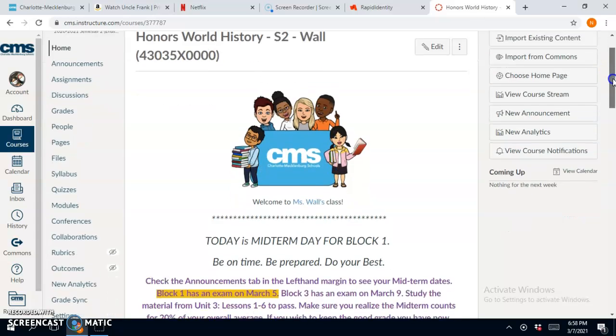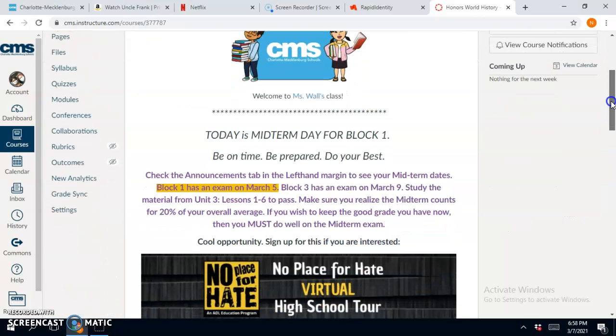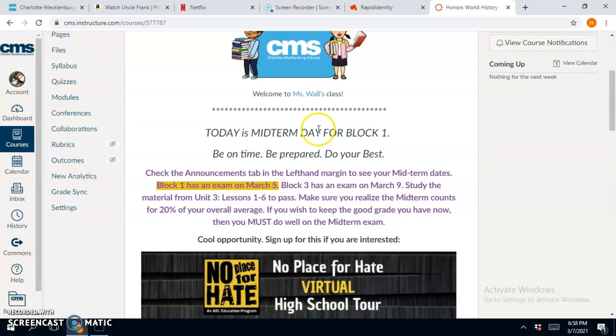Tomorrow, you're going to see information on this page that says today's midterm day for Block 3, and that will be Tuesday. There are some changes that will be needed for Block 3's midterm because I have a procedure to be done. So I will talk to Block 3 personally tomorrow during class.